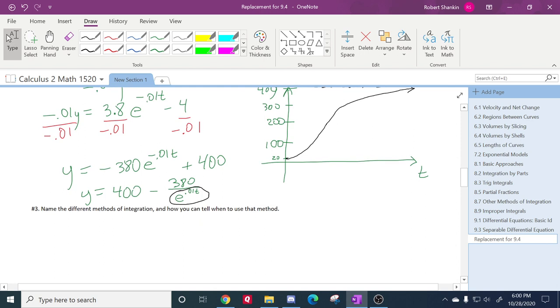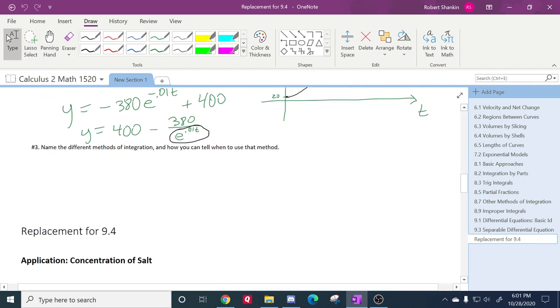Alright, we have a test coming up a week from today. It covers a lot of material. One thing that it covers is Chapter 8, which is all those integration techniques. Name the different methods of integration and how you can tell when to use that method. So, from memory, don't look these up. What are the different ways that we learned how to integrate? And what would be a clue that would tell you, I need to use this?